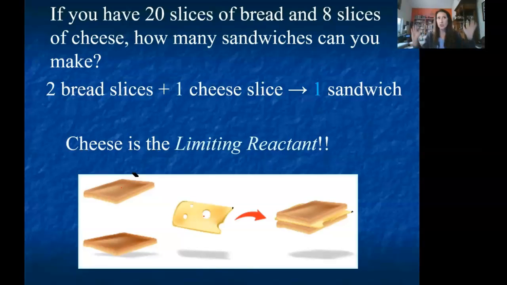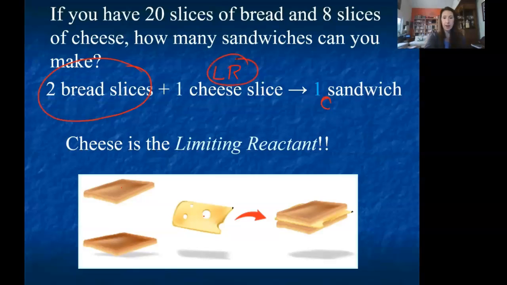All we're going to do is apply that to chemistry in a little bit, but it's the exact same thought process. You have 2 reactants. One of them you're going to run out of first, right? We ran out of cheese slices at 8. So therefore, we could only make 8 sandwiches. We'll do a little math with this in a second. We can only make 8 sandwiches, and then we've got a bunch of bread left over. So cheese is our limiting reactant.